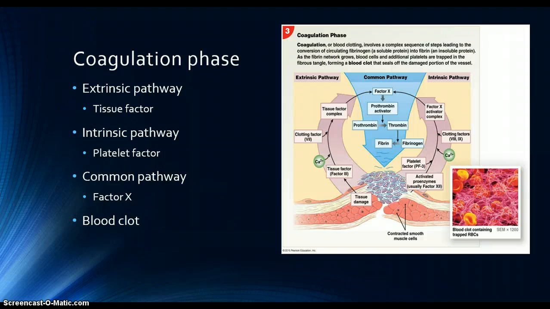The coagulation phase begins once we have two of the chemicals that are needed, and then following the accumulation of those chemicals, we have a cascade of chemical reactions. The extrinsic pathway begins with tissue factor, which comes from damaged tissue cells. Extrinsic pathway begins outside of blood components. Extrinsic meaning outside. Once we get that tissue factor, then we have a cascade of events.